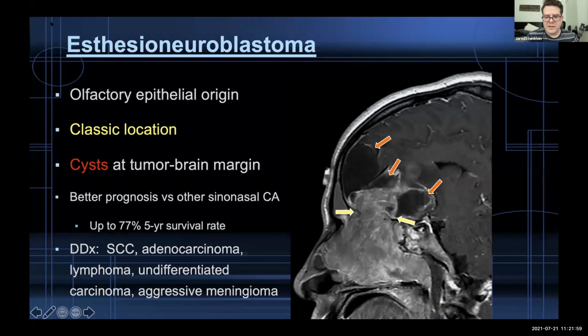Okay, so here is that big ugly tumor that I was showing, the esthesioneuroblastoma. So it's a classic location. It has these cysts, which are the orange arrows above. But it actually has a better prognosis than other cancers, which are listed down there. It's pretty responsive to chemo, as opposed to others. Next.